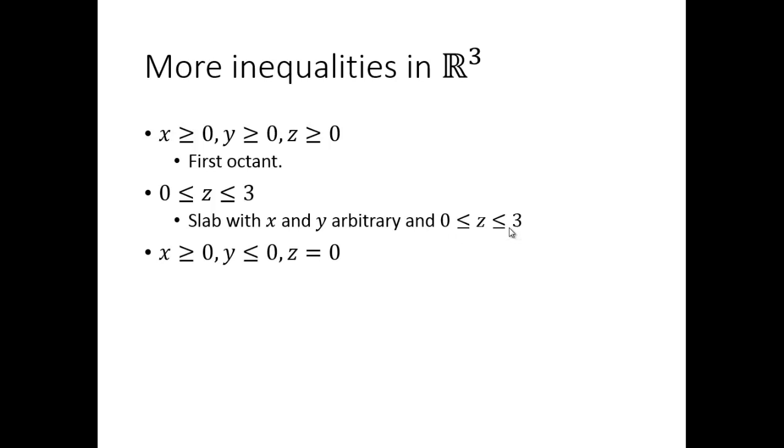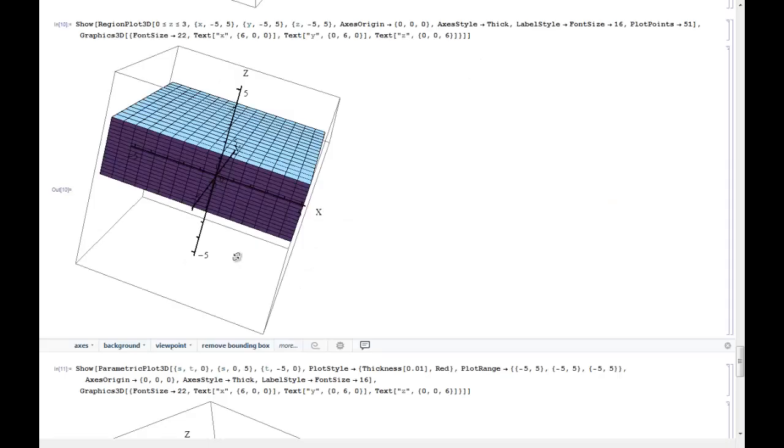Here's another example. We could do x positive, y negative, but now we're going to fix z to be 0. So we're mixing inequalities and one equation. We want all 3 of these to be true. Z is 0 means we're in the xy plane. So we fix z to be 0, and then we need x positive, y negative. What is that? The 4th quadrant. So the 4th quadrant on the xy plane is essentially what we get.